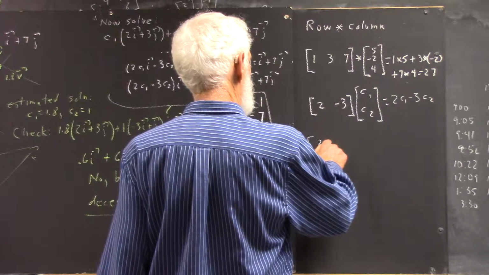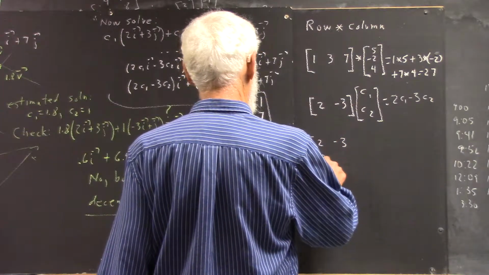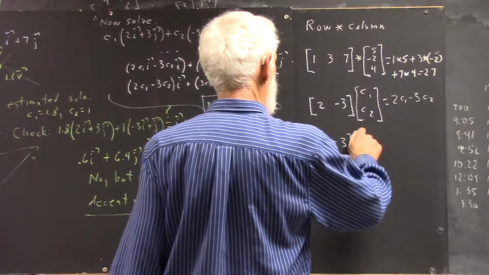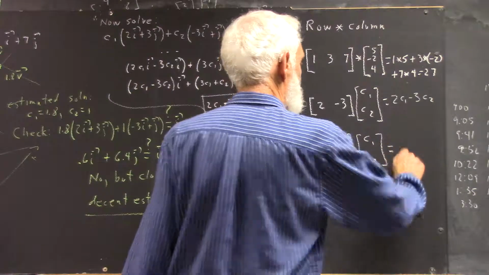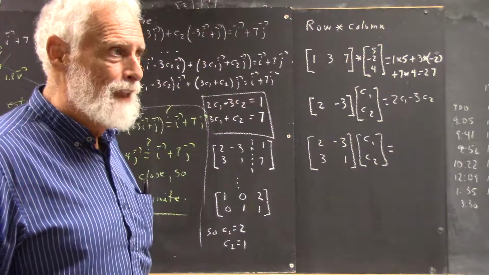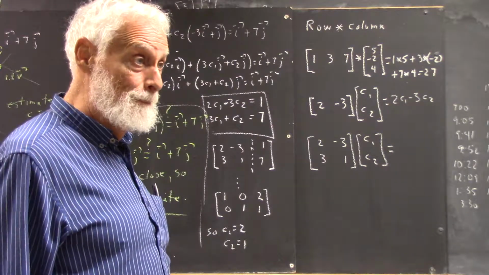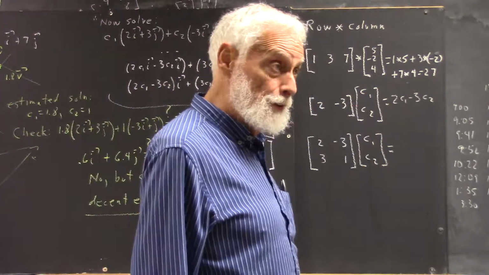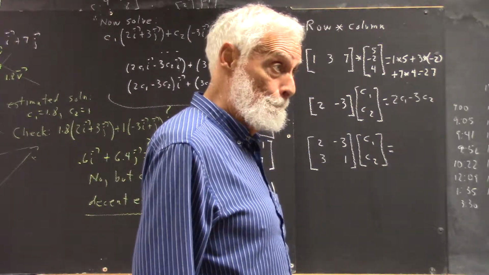I'm going to write the matrix with rows 2, negative 3 and 3, 1 multiplied by the column C1, C2. Okay? Now there are two possible ways I can multiply a row by a column, right? I've got this row that will multiply this column, and I've got this row that can multiply this column, right?